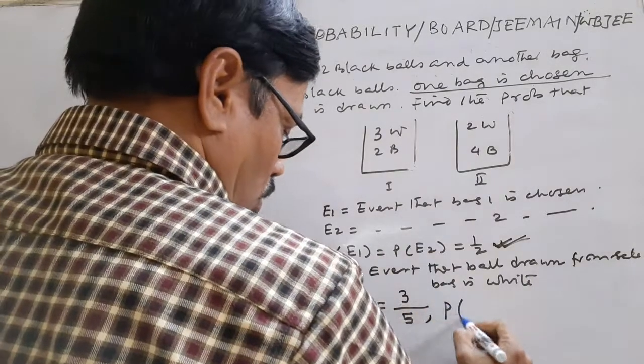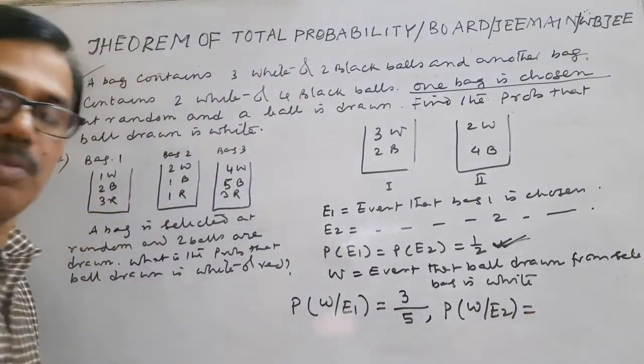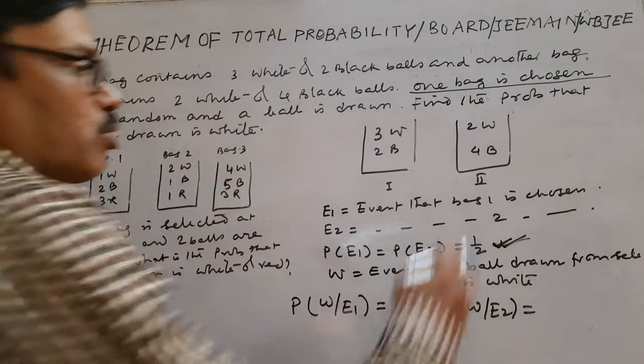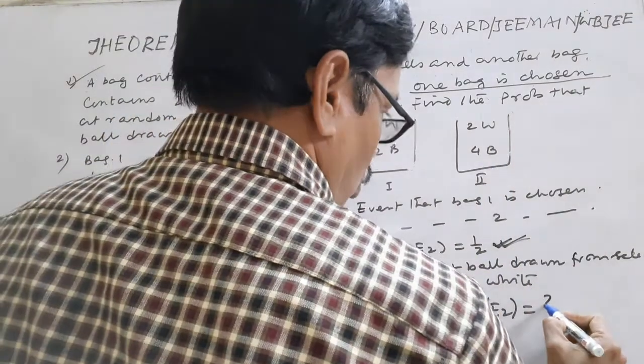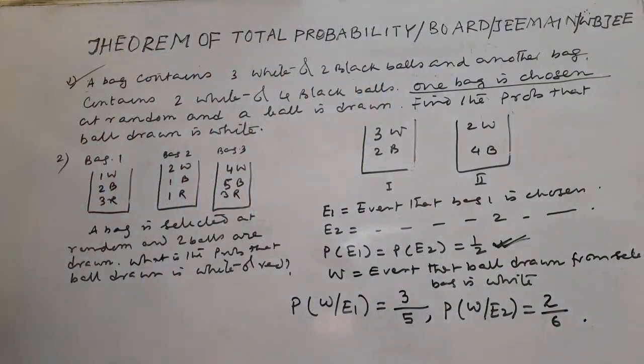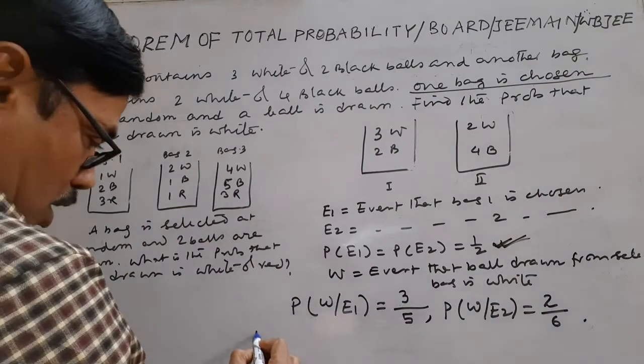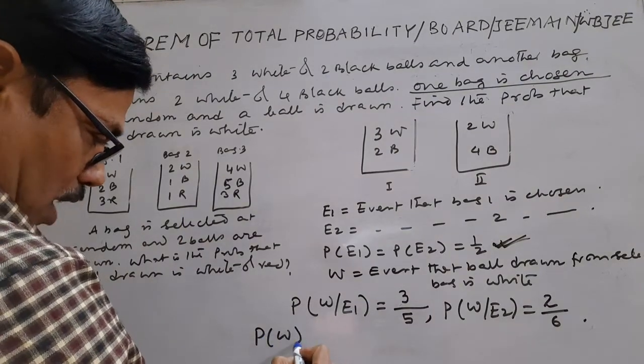So now W by E2, white ball from bag 2. How many white balls? 2. And total is 6. So 2 by 6. Now find the probability that ball drawn is white. So, probability of white ball.